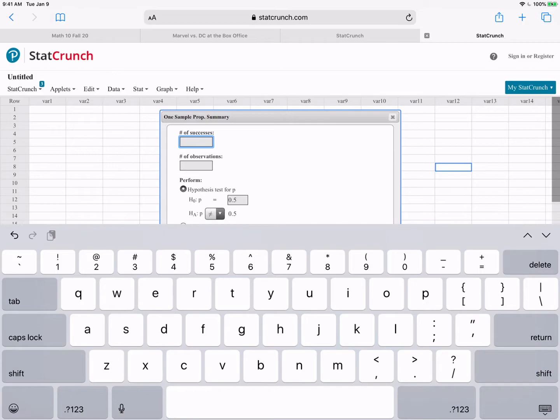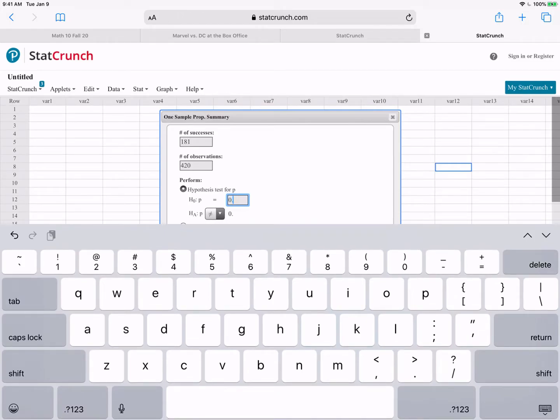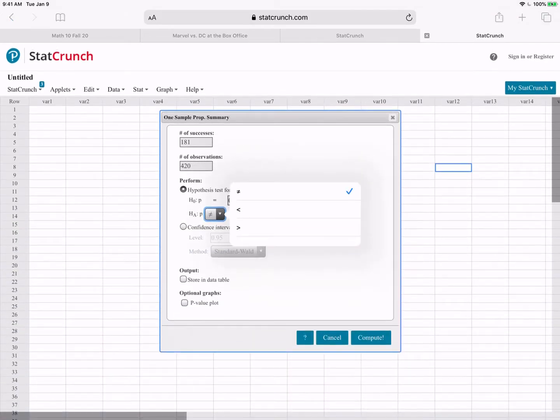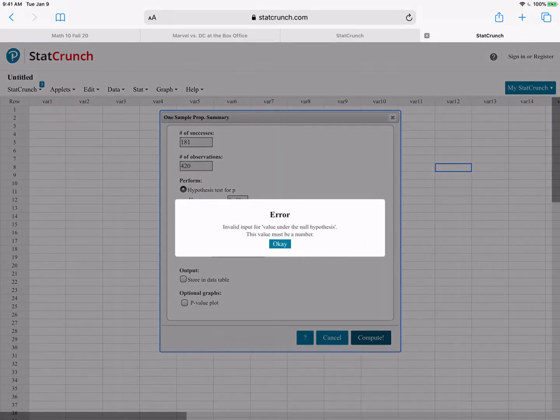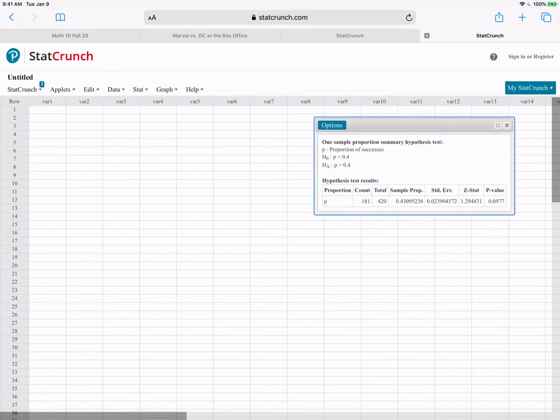Of our survey, 181 people saw the ad out of 420 who were surveyed. We want to do a hypothesis test, and our null hypothesis is that p is equal to 0.40, and our alternative is that p is greater than 0.40. So you don't go to StatCrunch until you've already done step 1 and step 2. And now we'll compute. Oops, too many decimal points in my null hypothesis. Let's try that again. Okay, so here's our test statistic, 1.29, and our p-value, which is 0.098.